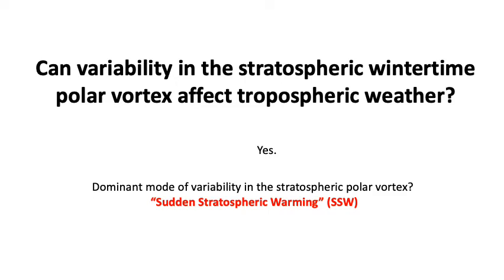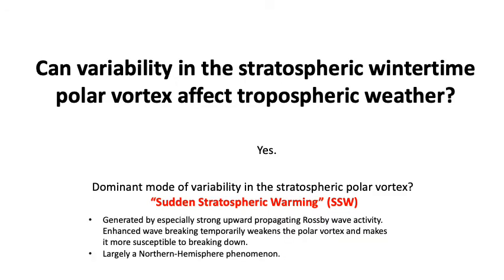So this is, I'm going to give a quick intro, generated by especially strong upward propagating Rossby wave activity. We mentioned Rossby waves are propagating upwards in the wintertime hemisphere anyways, but you can have a burst of that, and that enhanced wave breaking temporarily weakens the polar vortex, and that can make it more susceptible to breaking down. And this is largely a northern hemisphere phenomenon, for reasons that you should start to be able to think about why.